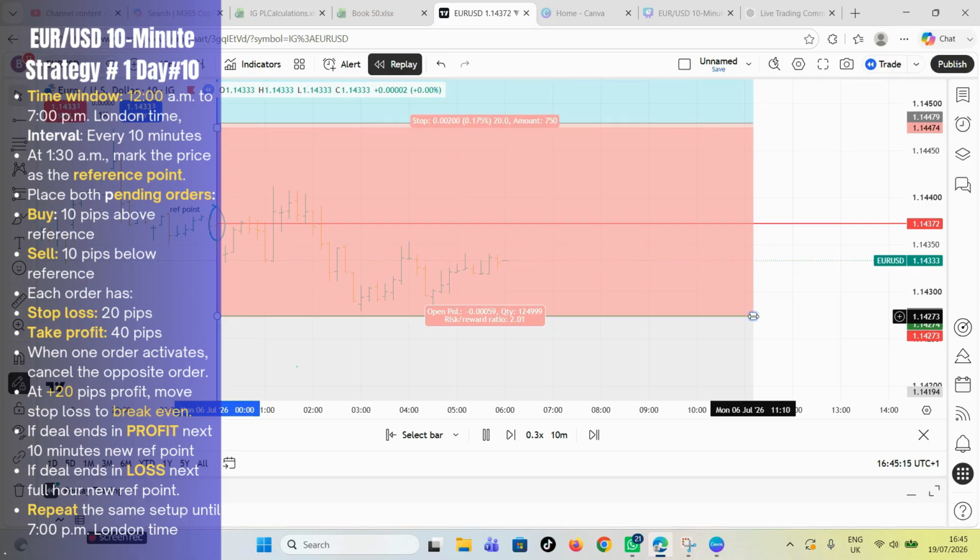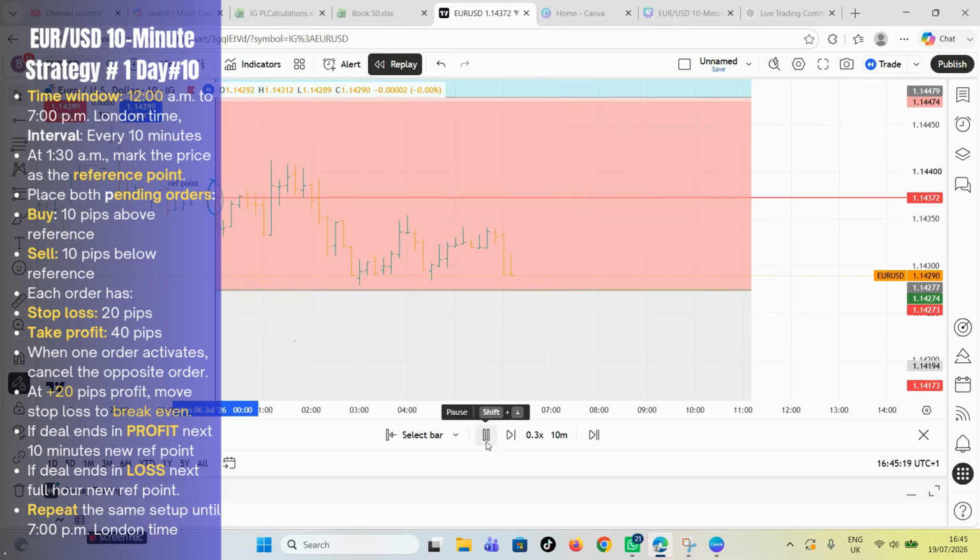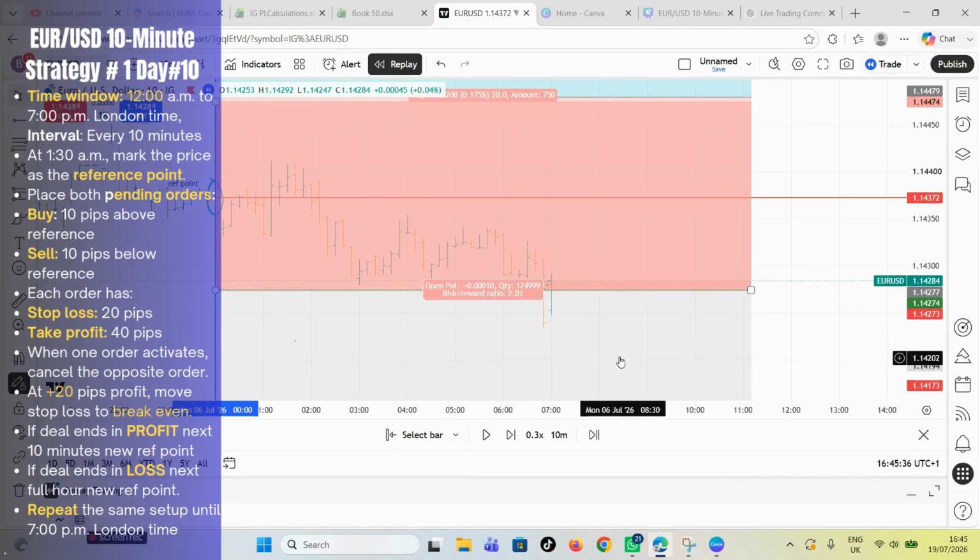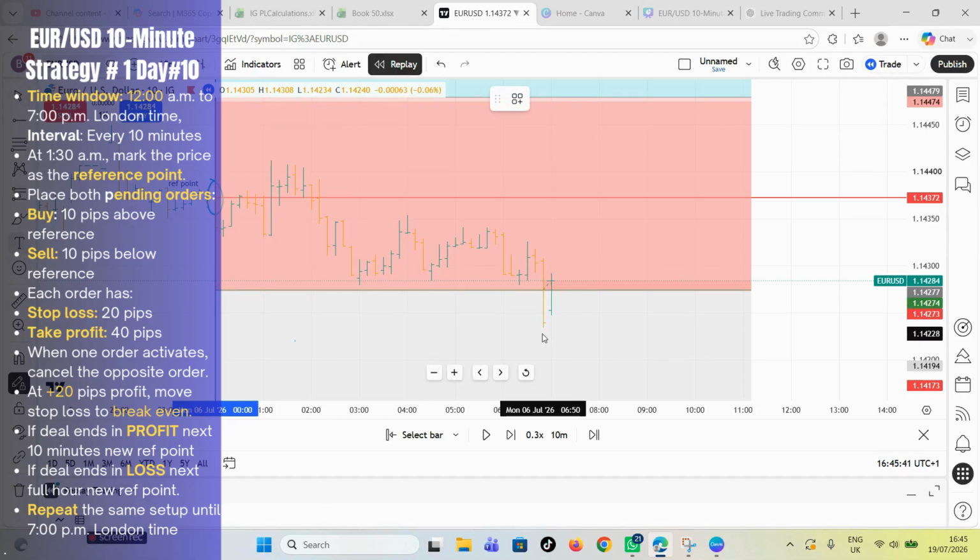Stage 3. The short trade activates at approximately 6:50 a.m. The market finally makes its decision. Selling pressure increases, and price moves downward toward our pending sell level. The short order is activated. The market has selected the bearish direction.